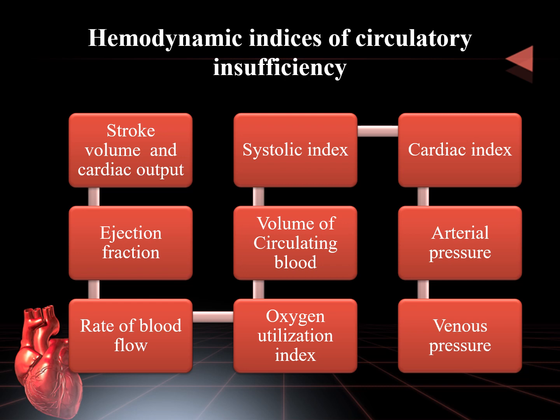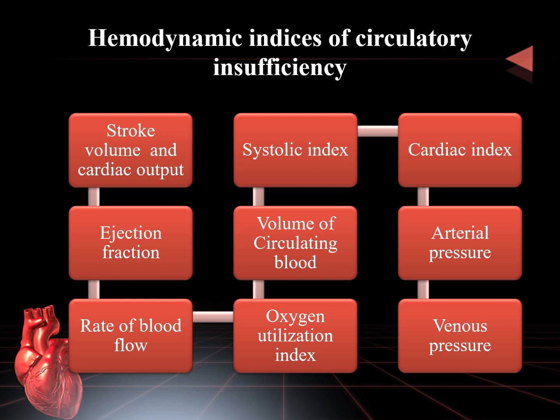To determine the ejection fraction, the end systolic volume is subtracted from the end diastolic volume, and the result is then divided by the end diastolic volume. Normally, in the left ventricle, ejection fraction is 55-75%. And this index decreases in heart failure, in circulatory insufficiency. The cardiac index decreases in cardiovascular insufficiency.